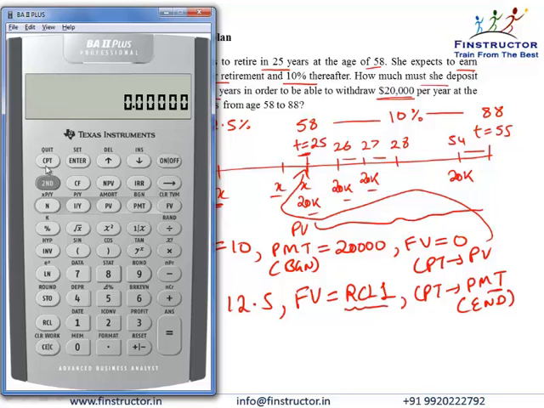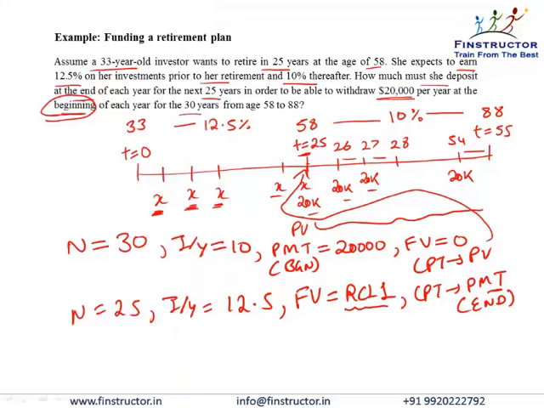Clear out, compute PMT. So she saves $1,440 every year for the next 25 years. Then she will be able to fund her retirement, in which she wants to withdraw $20,000 every year for 30 years.